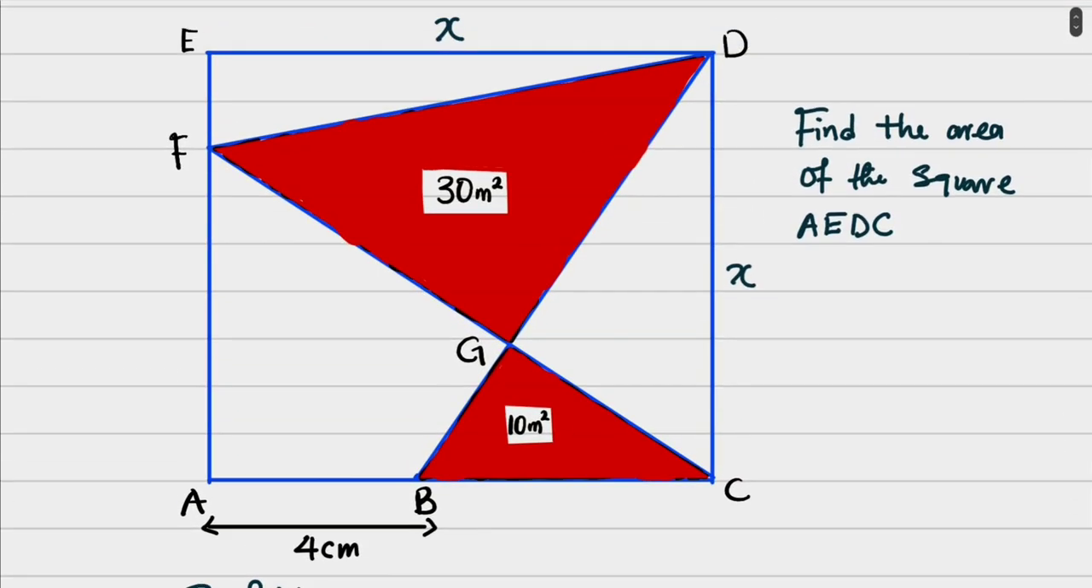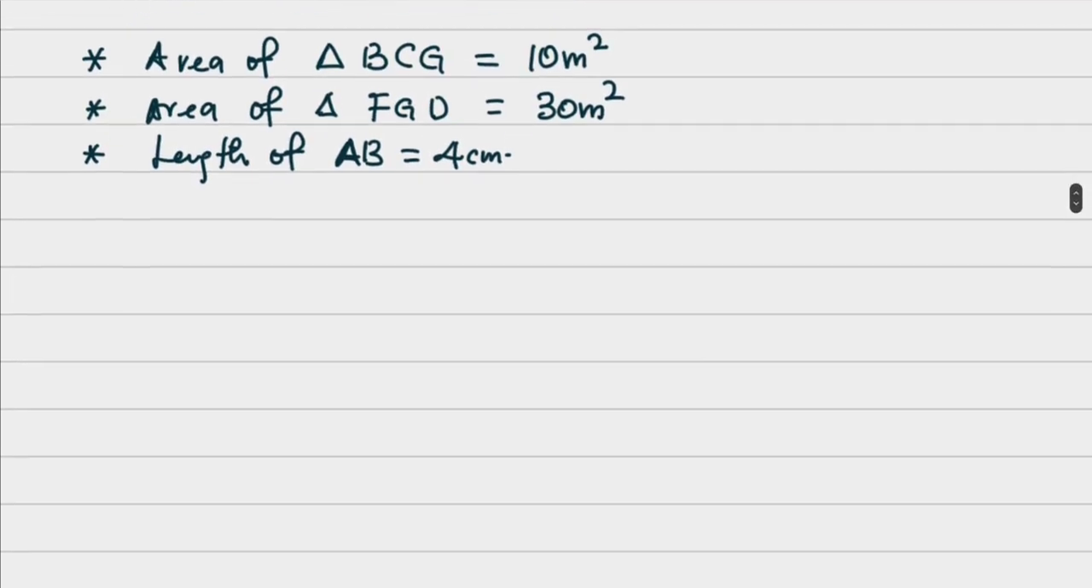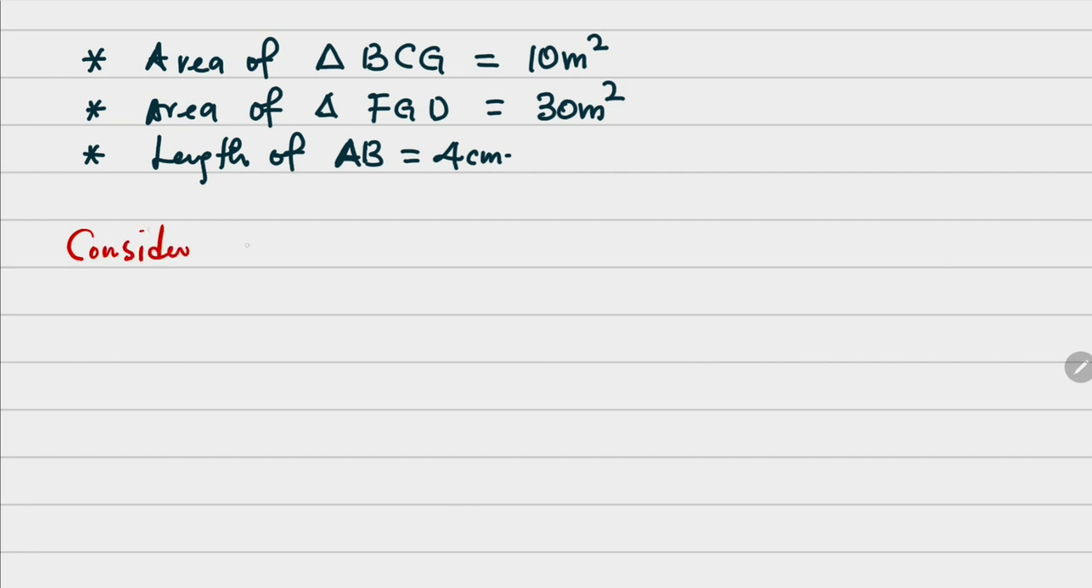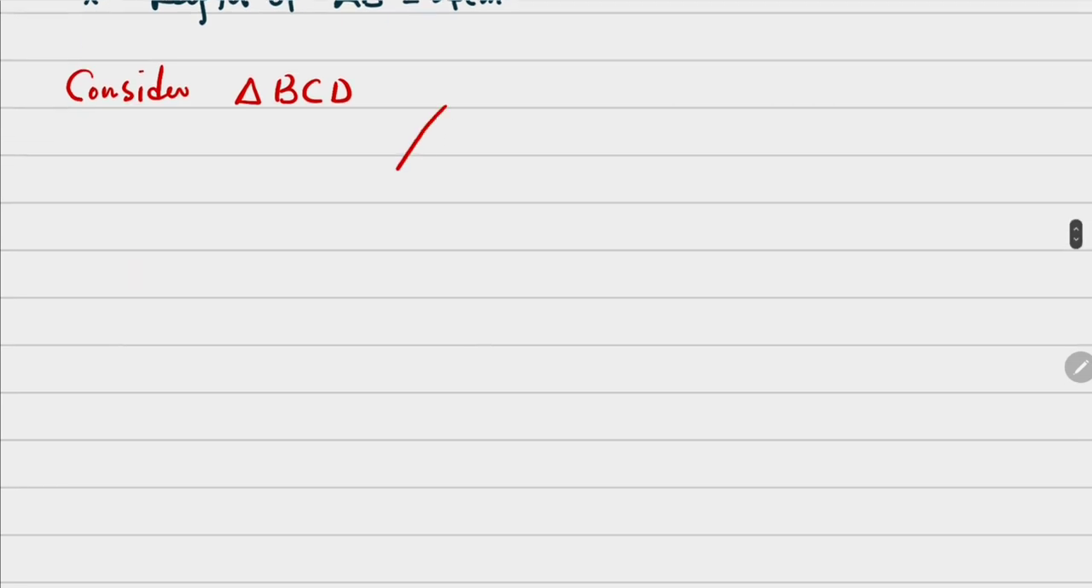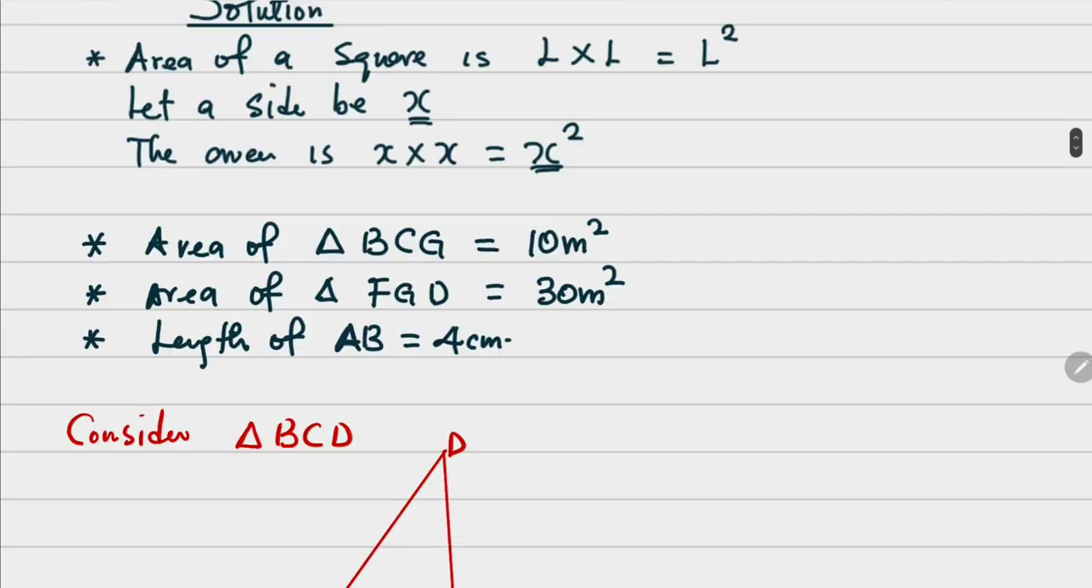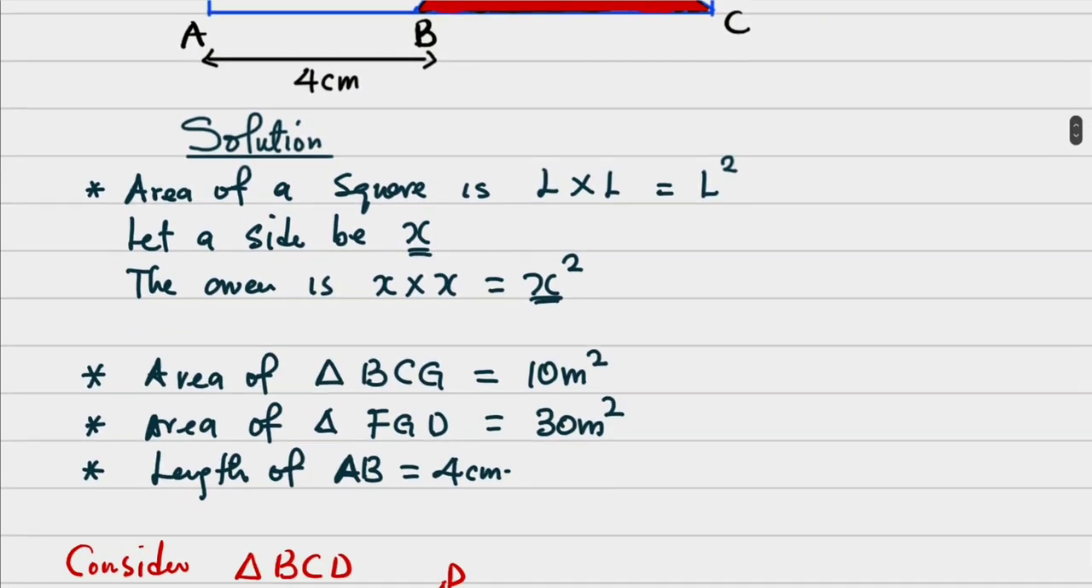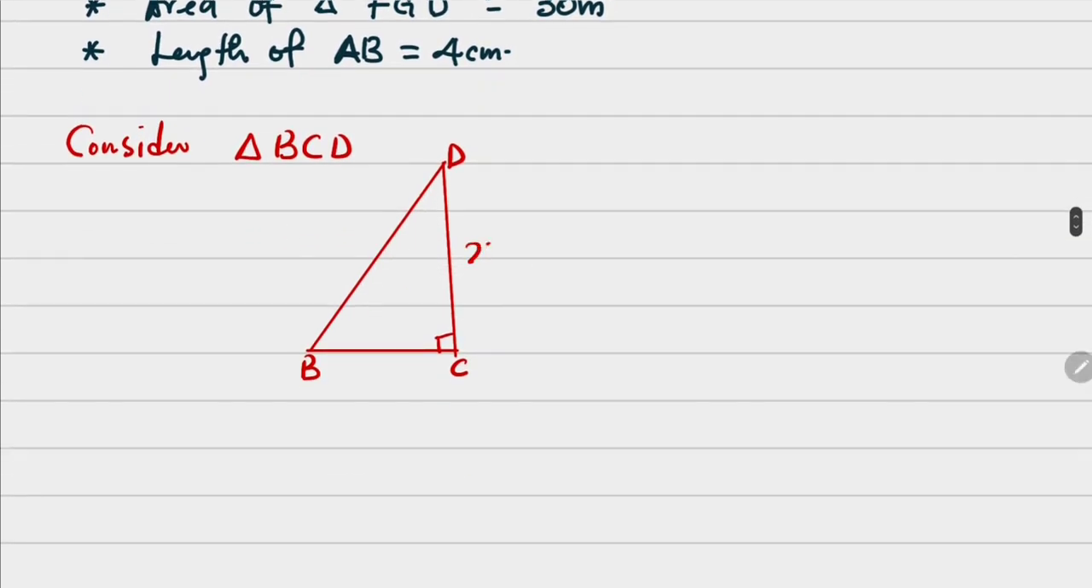Now, think of it. Why not look at triangle BCD? I want to look at triangle BCD. So we consider triangle BCD. It's actually a right angle triangle. So we have BCD. Now, from this, we can see that DC is a side, which is X. So we have it as X here.